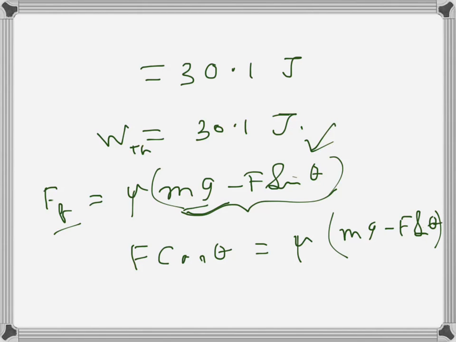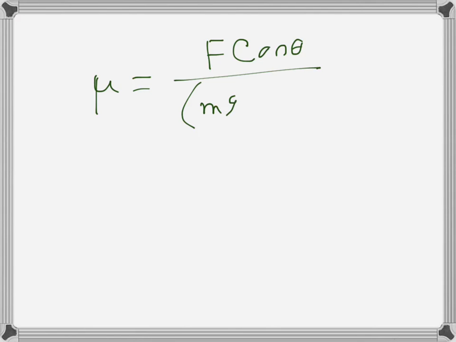Now if there was an acceleration, this force would have to work for that acceleration as well, but in this case a is 0, so there is no acceleration force. Otherwise there would be an acceleration force as well, like ma. Anyway, in this case there is none. So we get mu as F cosine theta over mg minus F sine theta.